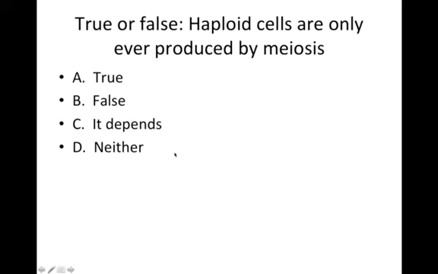Okay, so here's a question. Haploid cells are only ever produced by meiosis. Go ahead and pause it if you want a moment. Okay, so as we learned, we can have haploid cells that undergo mitosis to give rise to other haploid cells. And so in this case, this would be false, because haploid cells can be produced by meiosis of diploid cells or by mitosis of haploid cells.